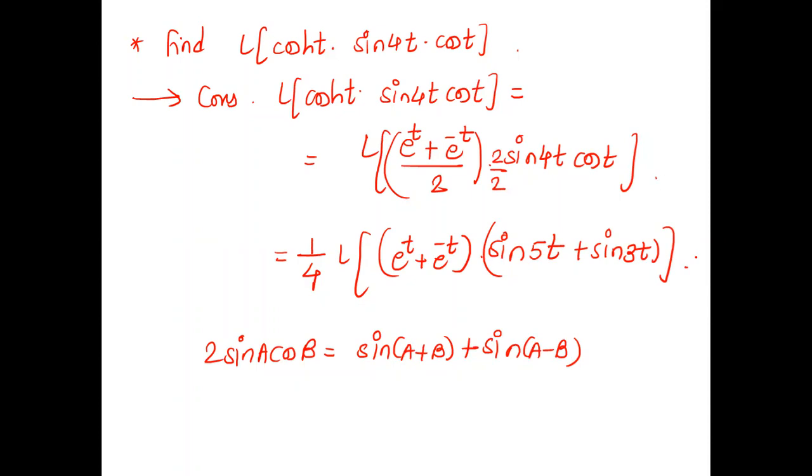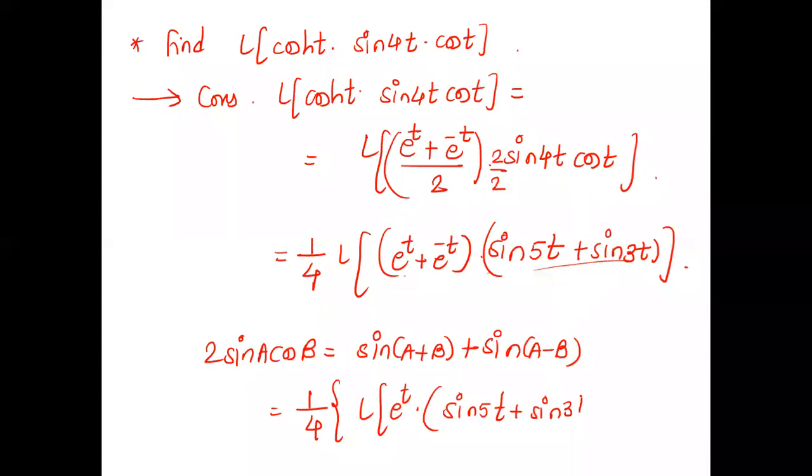Okay, so is it okay now? Means this into this and this into this. Now we can separate it. So it is 1/4 into Laplace of e raised to t into sine 5t plus sine 3t. Or you can separate all of them if you want. Sine 3t, first is done, plus Laplace of e raised to minus t into sine 5t plus sine 3t.